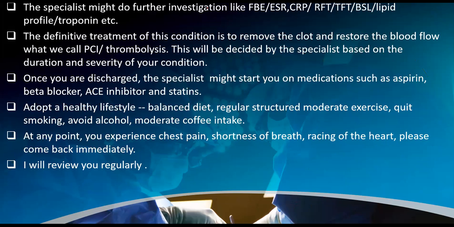Then the specialist might do further investigations like basic blood tests, ESR, CRP, kidney function, blood sugar level, lipid profile, and troponin. Very important is to say about the troponin. The definitive treatment of this condition is to remove the clot and restore the blood flow, what we call percutaneous coronary intervention or thrombolysis. This will be decided by the specialist based on the duration and severity of your condition. Once the specialist is here, if needed, we will call the cath lab to prepare for your PCI as soon as possible. But as I said, I'm just a junior doctor. This decision will be taken by the cardiologist.